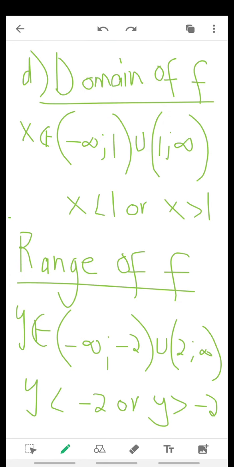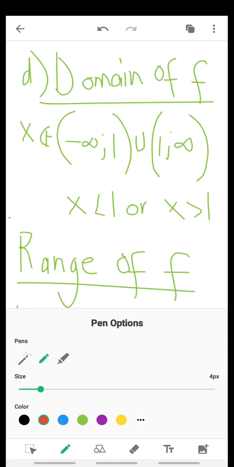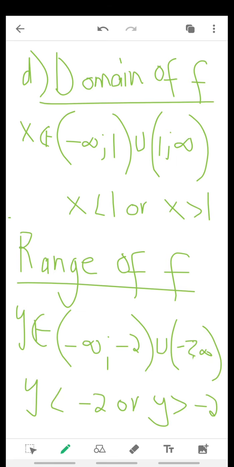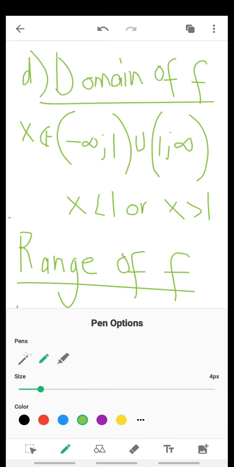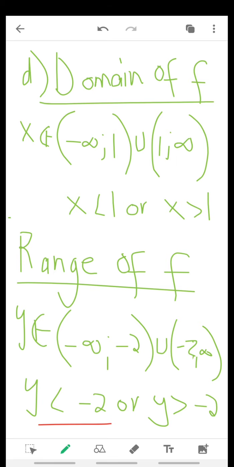So this will be y is an element of minus infinity to minus 2, okay? Very, very important. And then also, it will be from minus 2, okay? This is a mistake here. This is from minus 2 up to positive infinity, okay? Very, very important. If you don't like that style of writing, then it will be y less than minus 2 or y greater than minus 2.